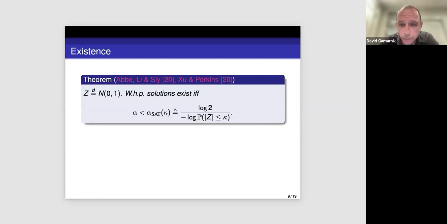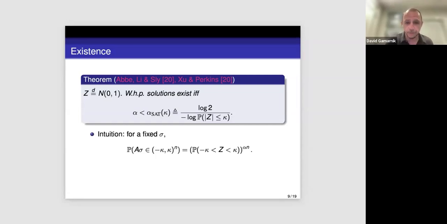The number is just what it is. It's log 2 divided by negative log of the probability that the standard normal in absolute value is at most kappa. And kappa is that parameter of tolerance that is a part of the model. Okay. This number might look a little strange, but there is actually a very simple intuition for where this number is coming from. Let me share it with you.